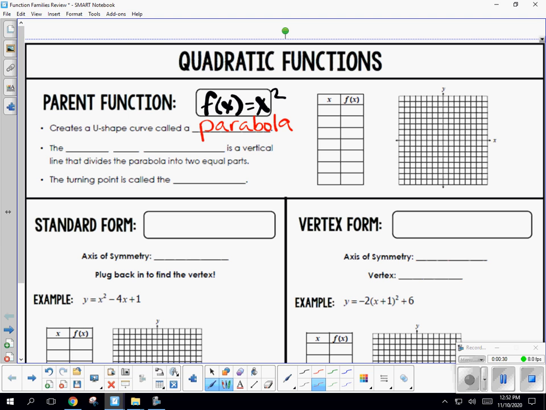The axis of symmetry is a vertical line that divides the parabola into two equal parts. The turning point of your parabola is called the vertex.